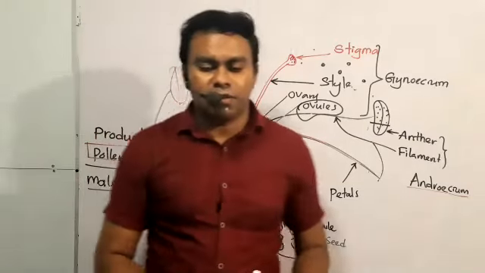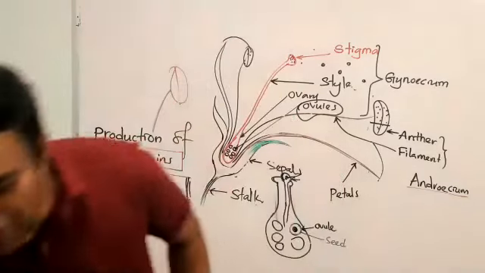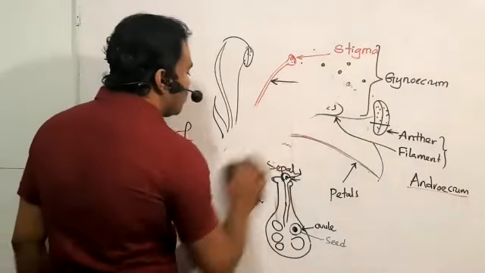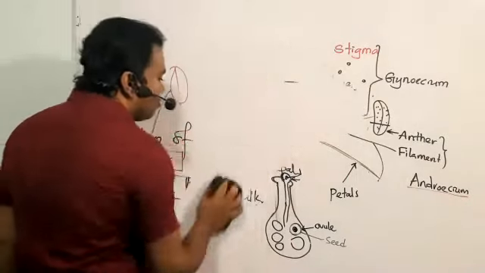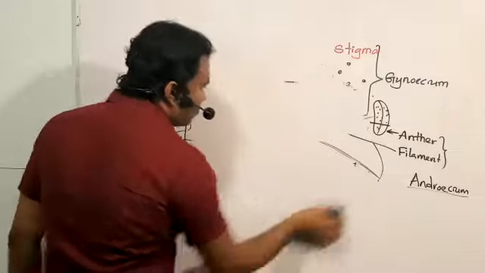So that's the normal thing that happens. Not only that, what are the things that happen next? So it becomes into fruits. Yes, very good.